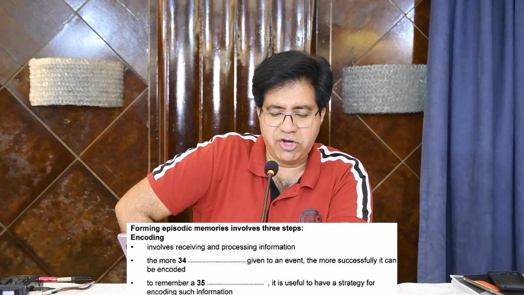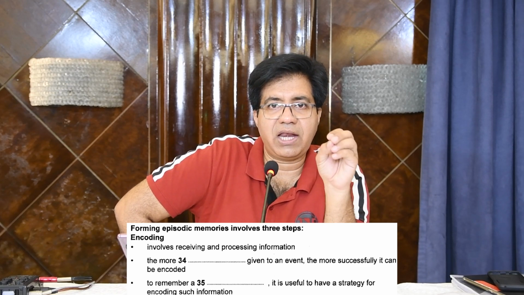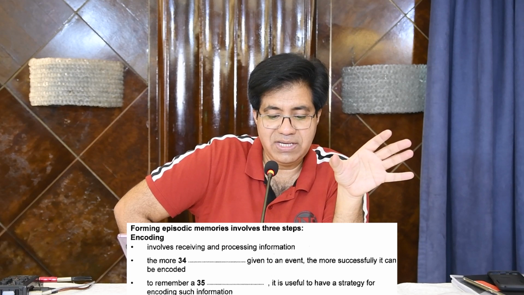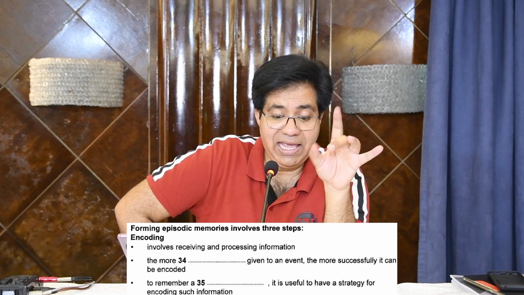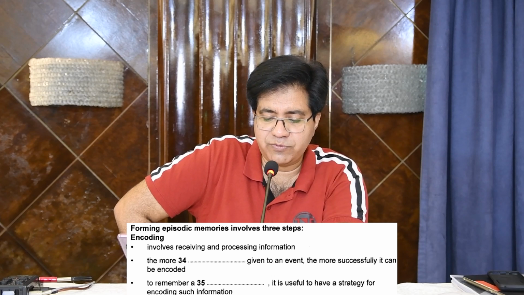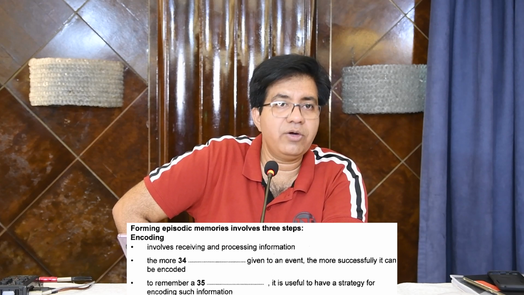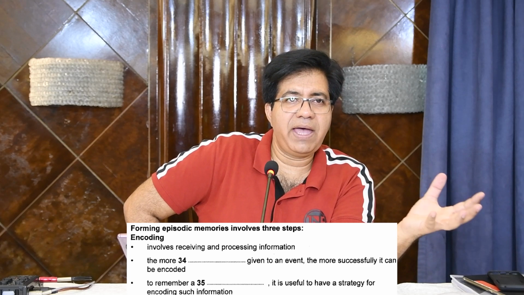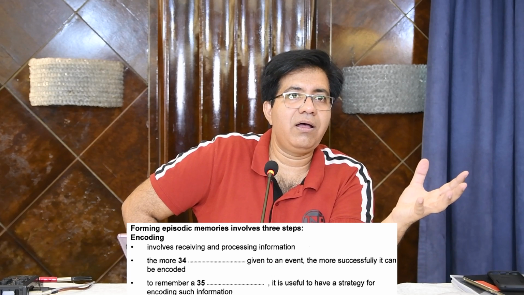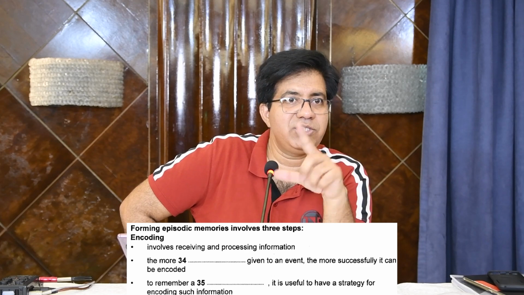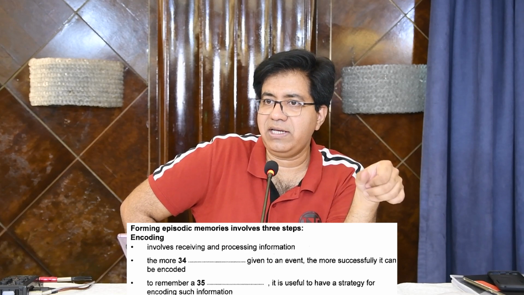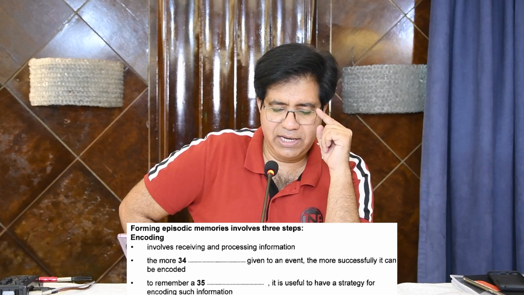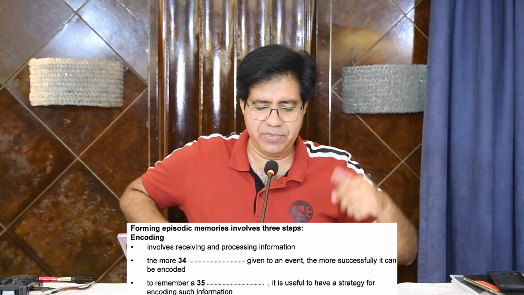Okay, future recollection of Charlie's name. Now what is the answer? Name. To remember a name, it is useful to have a strategy for encoding such information. For example, I meet someone and he says, my name is Yasin. I say, I have a colleague, his name is Yasin also. I can connect that, right? Yeah. So this is how you can connect the names and you can retain them.